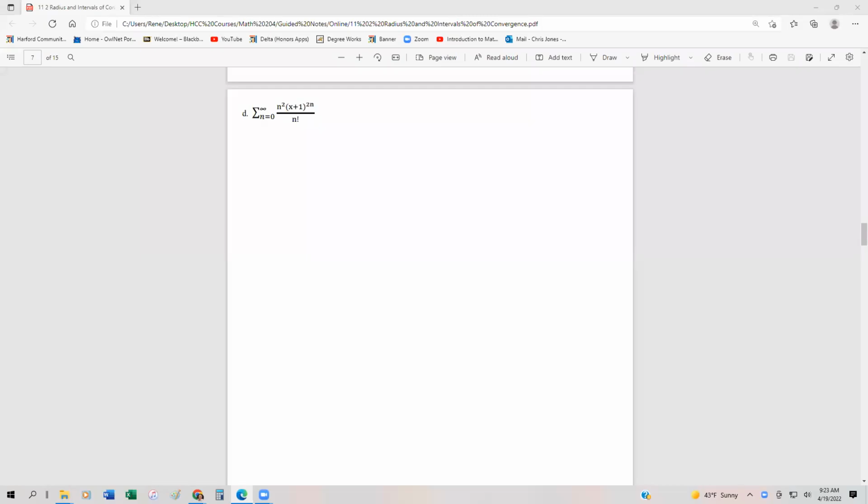Another example of being able to find the interval of convergence for a power series. So we have n squared times (x plus 1) to the 2n, divided by n factorial. Now, this one's a little bit different than any of the ones that we've seen before, because I want you to notice that we have a couple of factors, the n squared and the n factorial, that are not raised to the nth power, okay?